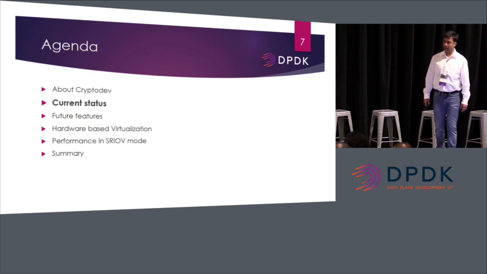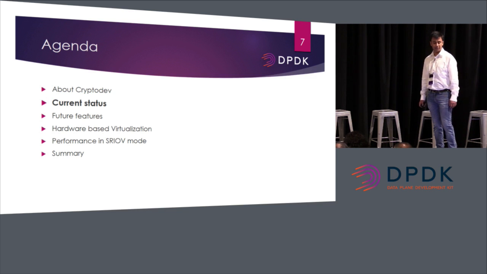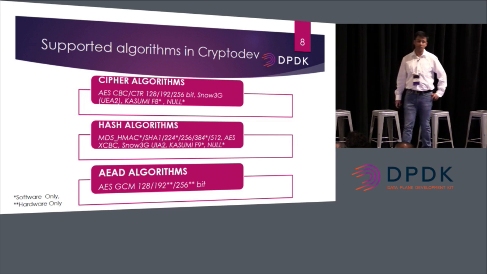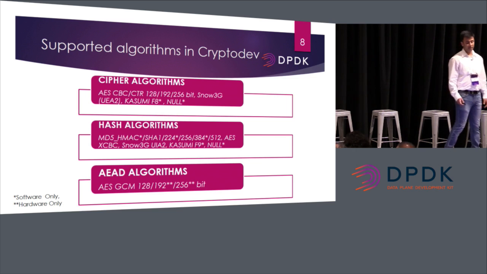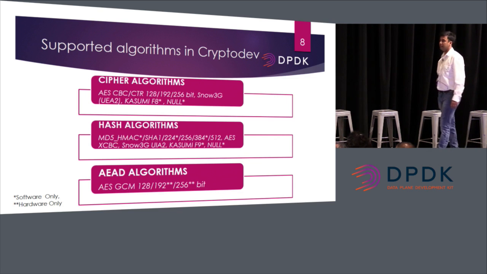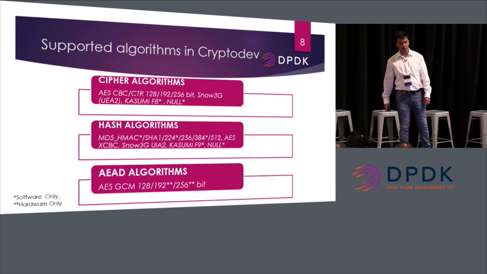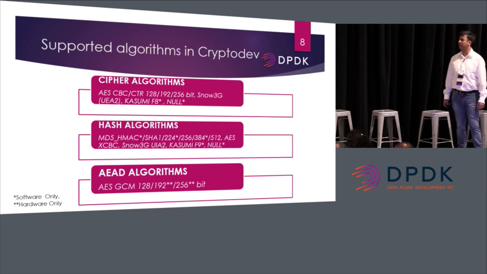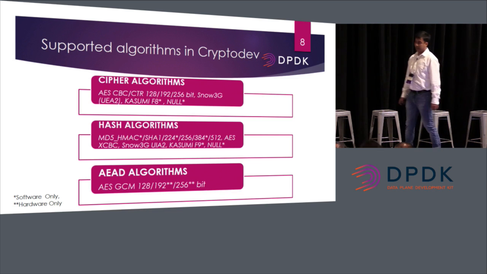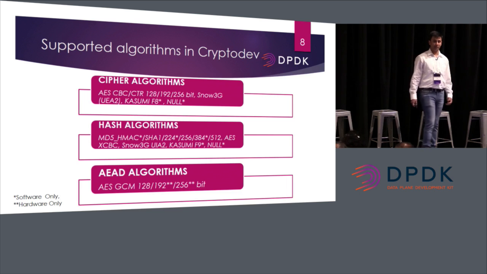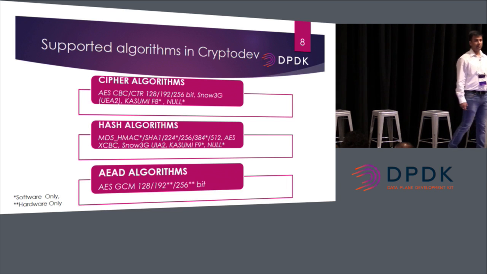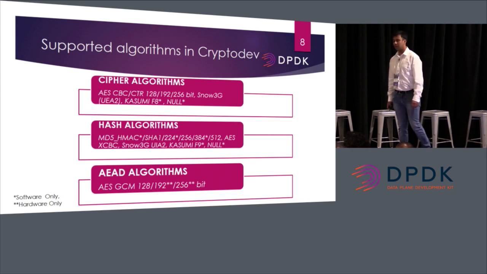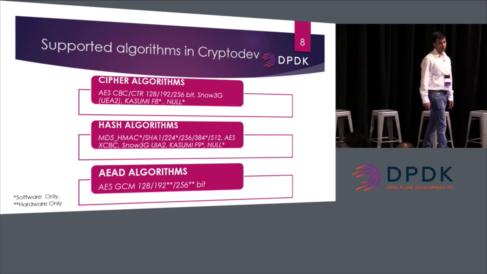Moving on, the current status for Cryptodev in terms of cipher algorithms. There are some supported in both hardware and software. For example, we have CBC and CTR for 128, 192, 256 bit support. We have Snow 3G, which was done in the 1604 release, which has support on both hardware and software. Kasumi F8 is done in 1607. Null is done in 1607, which is as of now only a software PMD support. There's no Intel Quick Assist support as of now for that.